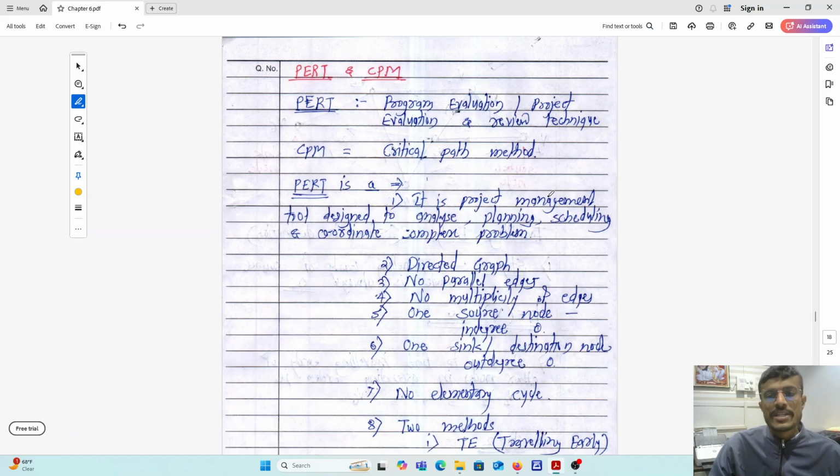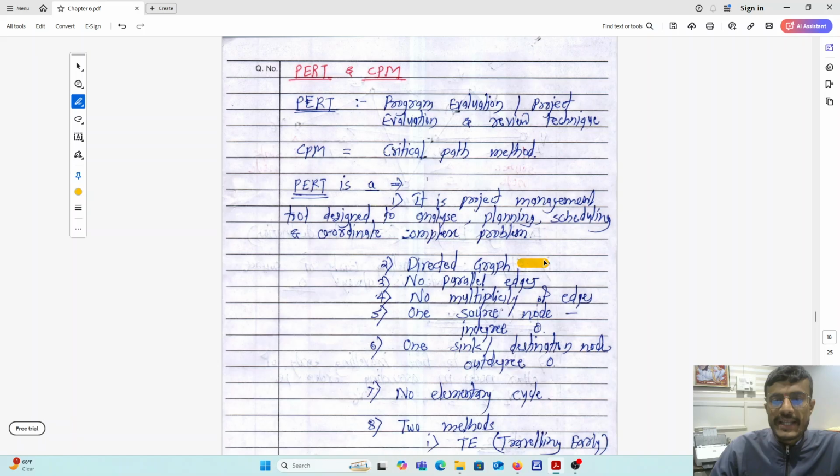So what is meant by PERT? It is a project management tool designed to analyze, plan, schedule and coordinate complex problems. So to analyze, schedule or plan, we are coordinating complex problems by using PERT. So what is the necessity for PERT? The first one is what?